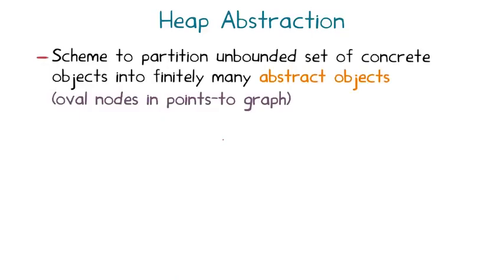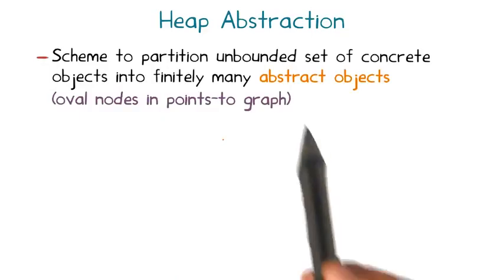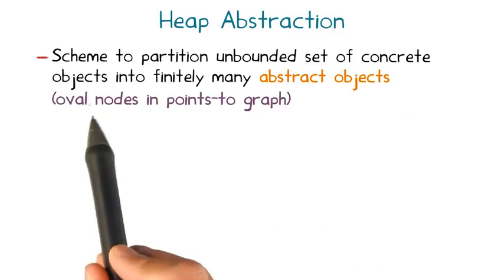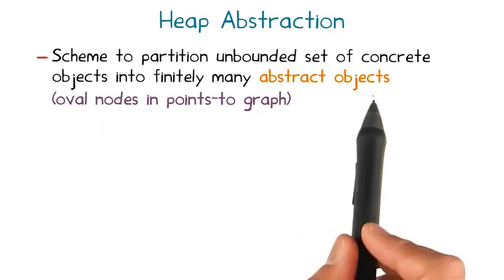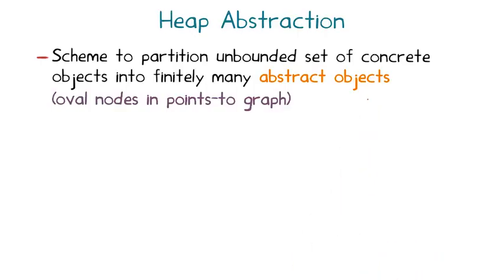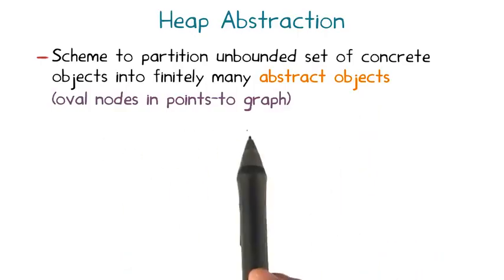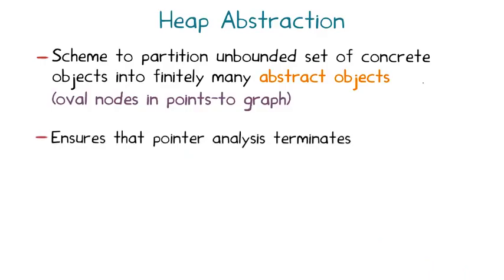While flow sensitivity and context sensitivity concern abstracting control flow, the heap abstraction concerns abstracting program data, in particular dynamically allocated objects, which we call the heap. The heap abstraction scheme specifies how to partition an unbounded set of concrete objects that the program may create in a given run into finitely many abstract objects. Each abstract object corresponds to an oval node in the points-to graph. This partitioning is at the heart of ensuring that the pointer analysis terminates.